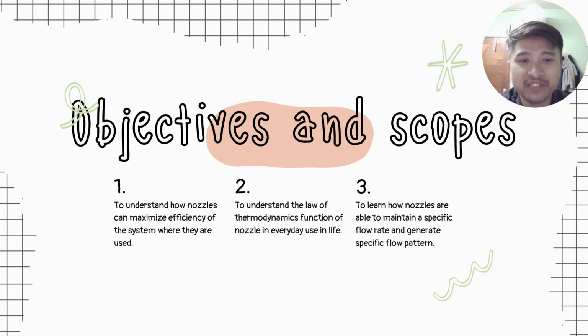Next is objective and scopes. First, to understand how nozzles can maximize efficiency of the system where they are used. Second, to understand the law of the thermodynamic function of a nozzle in everyday use in life. And third, to learn how nozzles are able to maintain a specific flow rate and generate specific flow pattern.